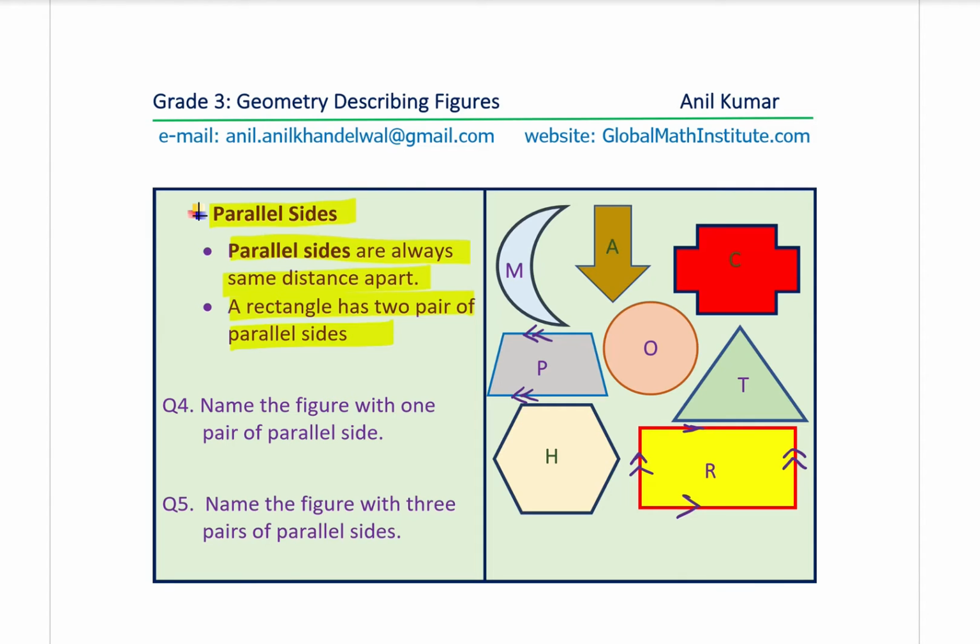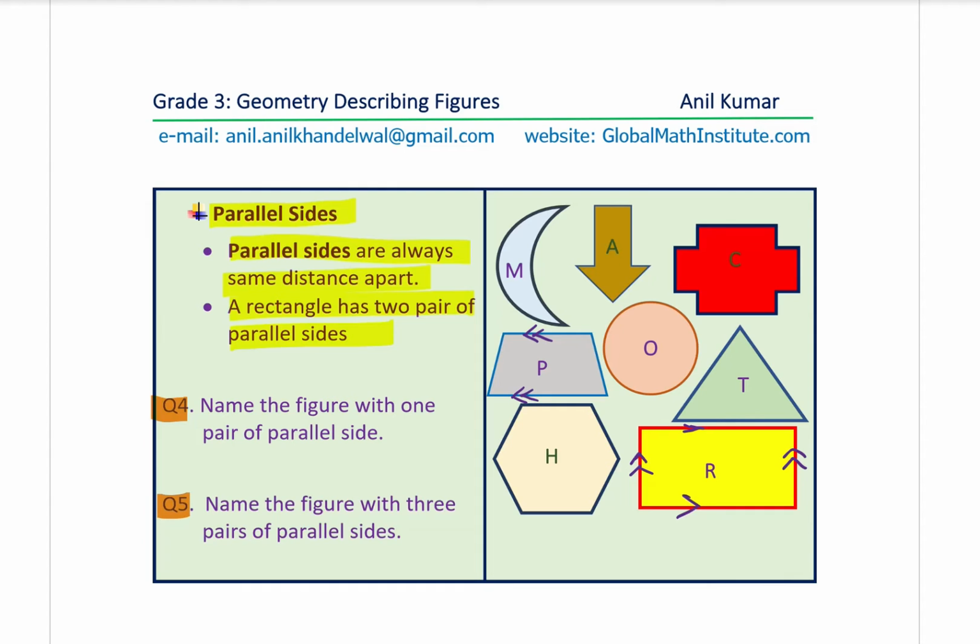Now here is question number 4. So as we are learning, we are also answering questions. That should help you, right? So answer this particular question. Question 4 is, name the figure with 1 pair of parallel sides. Only 1 pair of parallel sides. Can you do that? Figure this out. And question number 5 is, name the figure with 3 pairs of parallel sides.